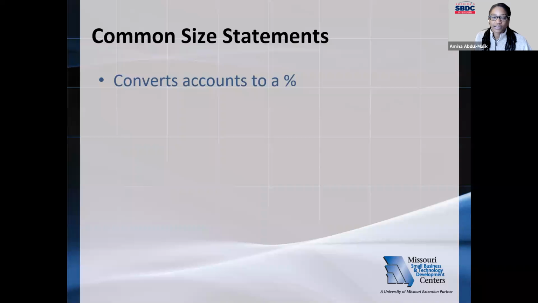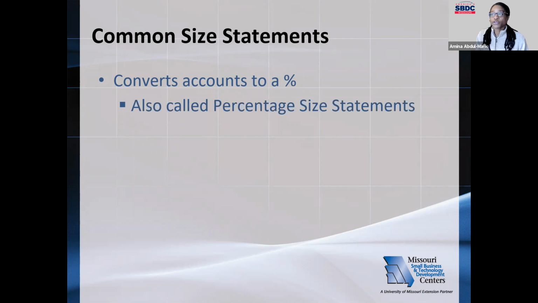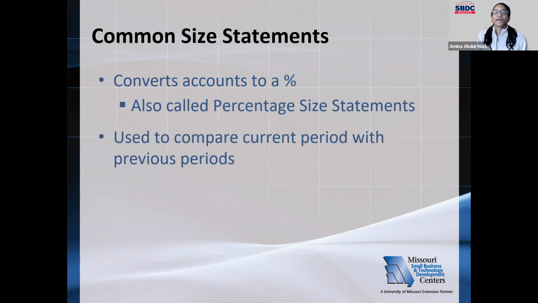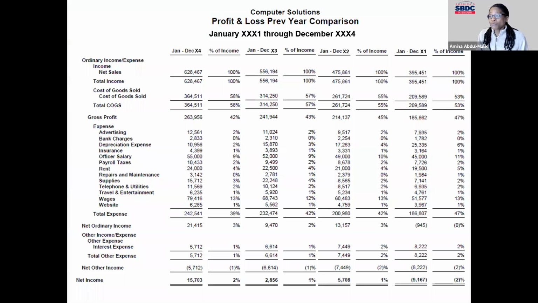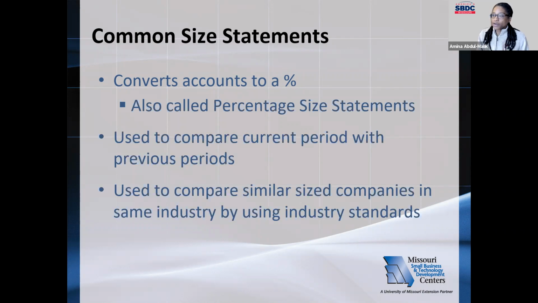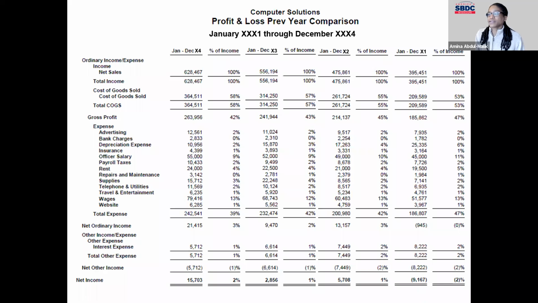All a Common Size Statement does is convert your accounts to a percentage. And you may also have heard the term percentage size statements, but the Common Size Statement is basically used to compare current periods with previous periods. And then it's also used to compare companies that are similarly sized in the same industry. So it kind of gives you a baseline for comparison. So now when we add in those common size statements, it makes it a little bit easier to see some differences on a year-to-year basis.